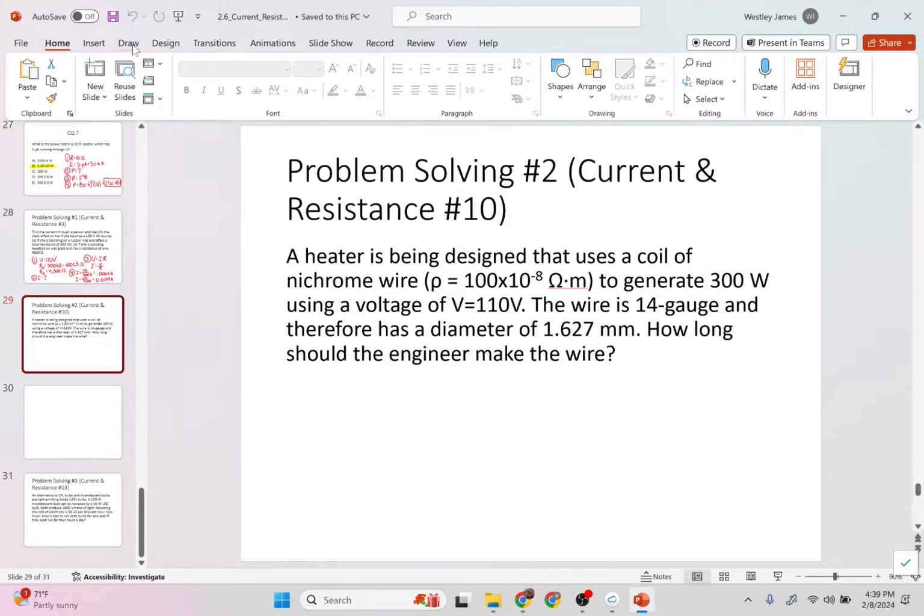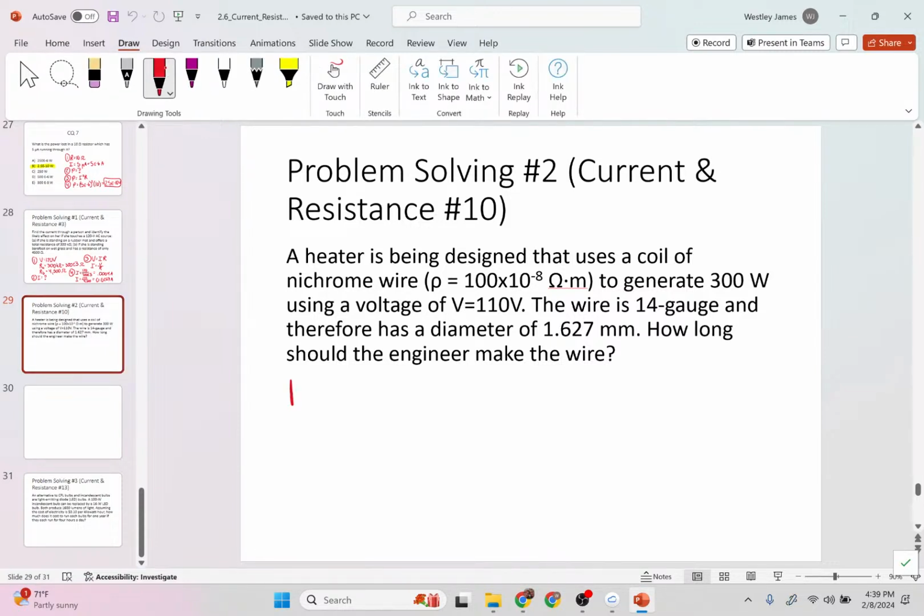All right. Looks like a lot, y'all. And so how do we take a lot of information and make it something manageable? We start the steps. We write down the givens. So our first given: we have the resistivity, 100 times 10 to the minus 8, with some units after it, ohm-meters.